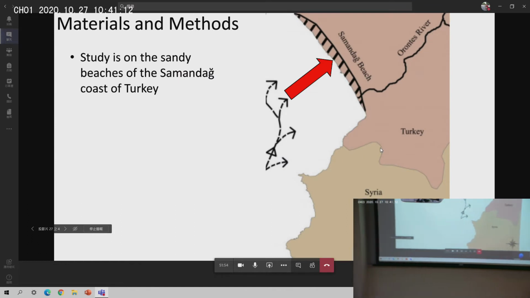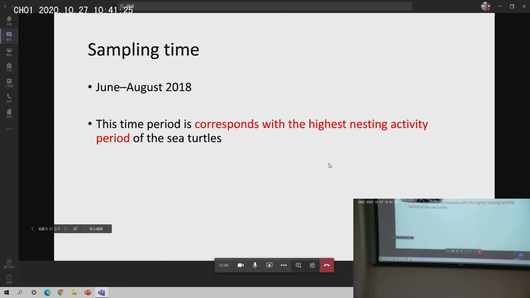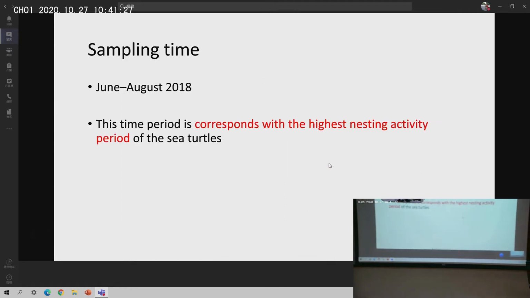And then I will talk about the materials and methods. The study is on the sandy beach of the Segat coast of Turkey. The Segat coast is right here. The sampling time is June to August 2018. Why choose June to August? Because this time period corresponds with the highest nesting activity period of the sea turtles.